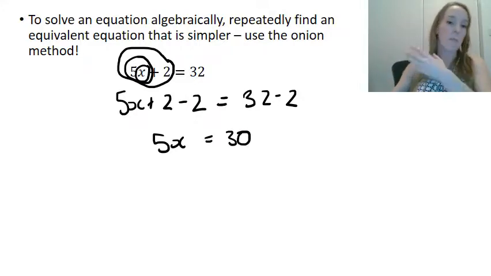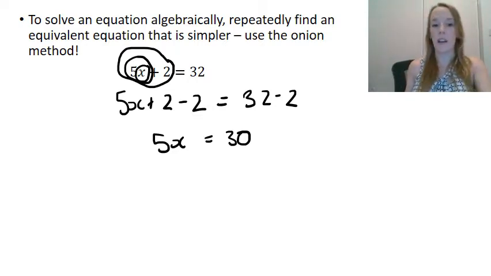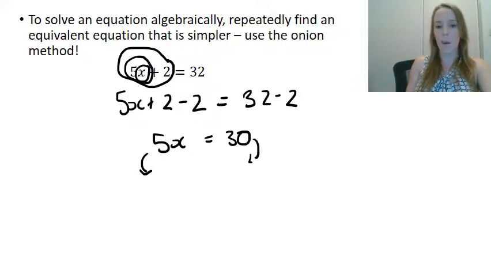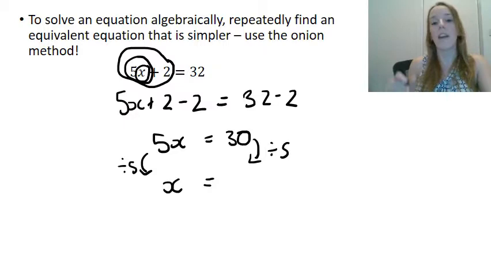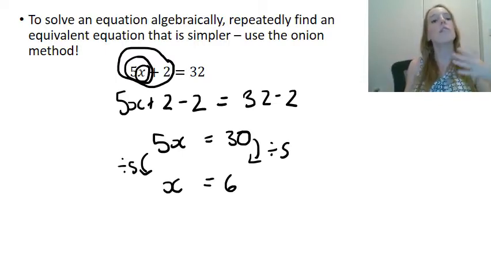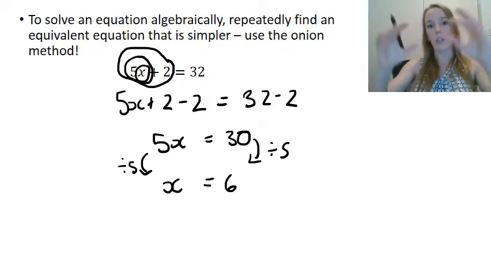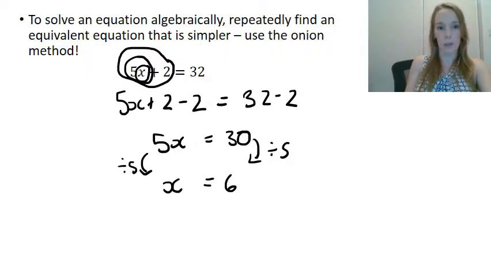Now, looking back at our onion, we've removed one layer, but we've still got another layer left, which is that 5. So that 5 and the x are joined together by multiplication. And the opposite of multiplication would be division. So we're going to divide both sides by 5. 5x divided by 5 is just going to leave us with x, and 30 divided by 5 is going to leave us with 6. So we know our answer there will be x equals 6. So you can see we've used equivalent equations to work our way down to find out our value of x.